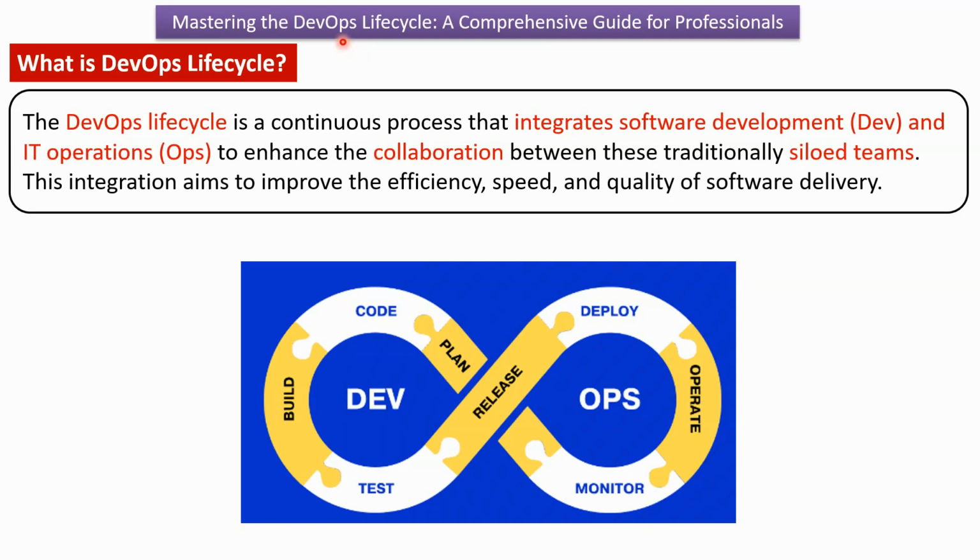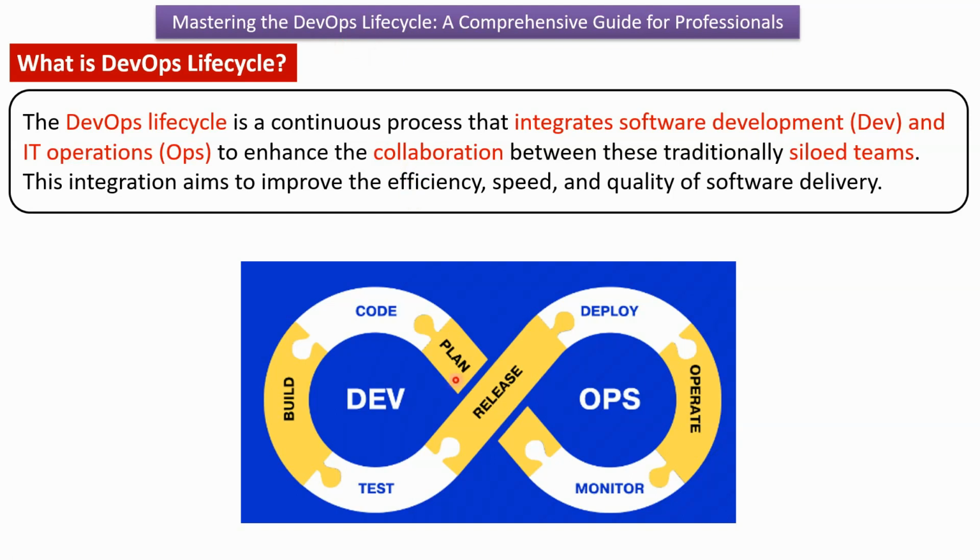In this video tutorial, I will explain what is the DevOps Lifecycle. The DevOps Lifecycle is a continuous process that integrates the software development team and the IT operations team to enhance the collaboration between these traditionally siloed teams. This integration aims to improve the efficiency, speed, and quality of software delivery.